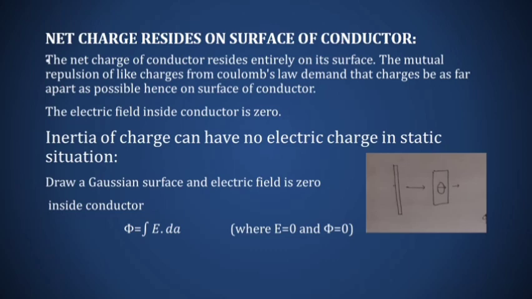Remember that. Charge can have no electric field in static situation. For example, draw a Gaussian surface and electric field is zero inside the conductor. As we know, flux is equal to E dot dA, where inside the conductor electric field is zero and flux also becomes zero. So phi is equal to 0.